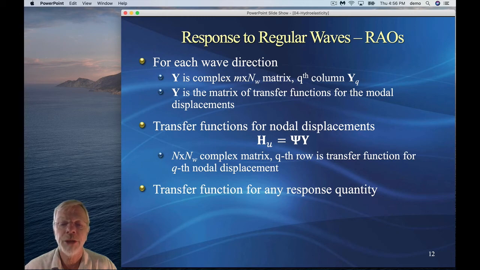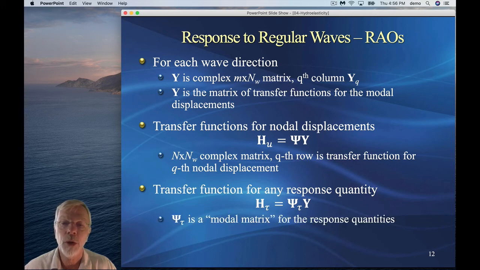Similarly, we can calculate the transfer function for any response quantity. So, for example, we can calculate h tau equal to psi tau times y, where psi tau is a modal matrix for the response quantities that we want to calculate. So, for example, let's say we wanted to calculate the moment at some point. We would need to form psi tau.